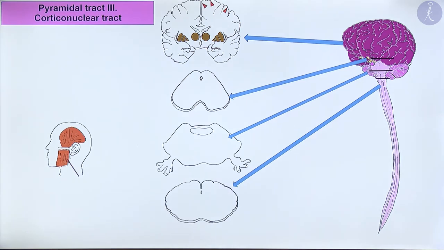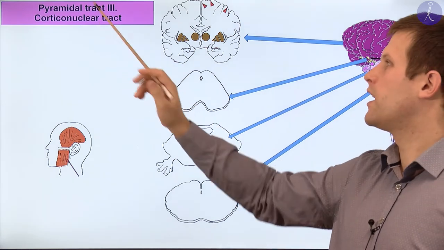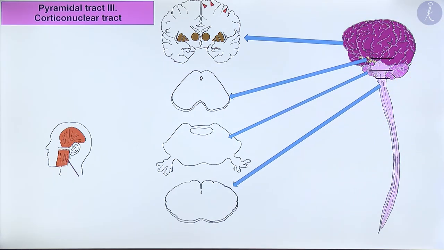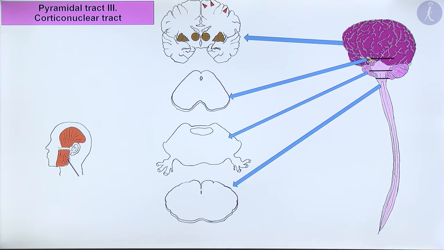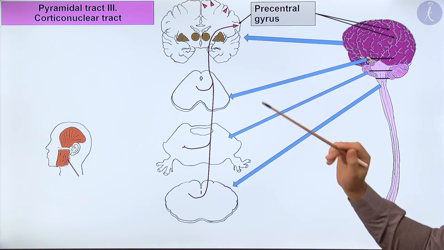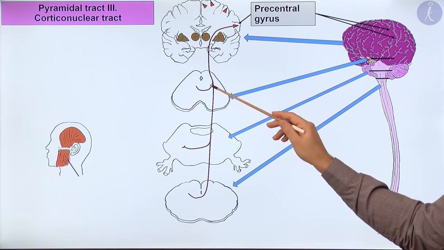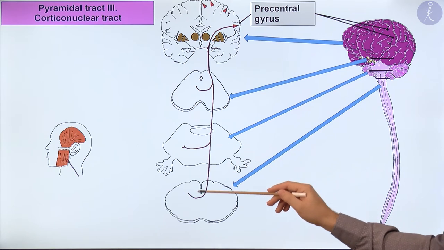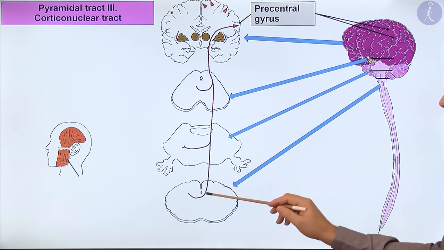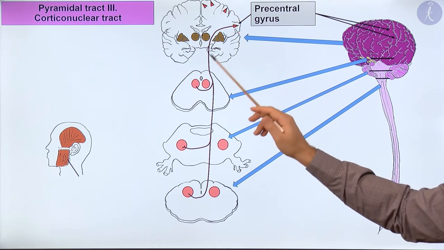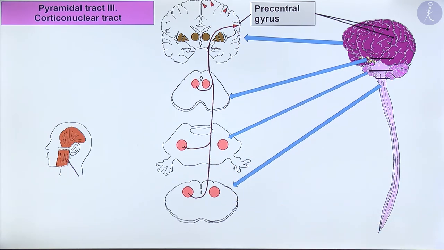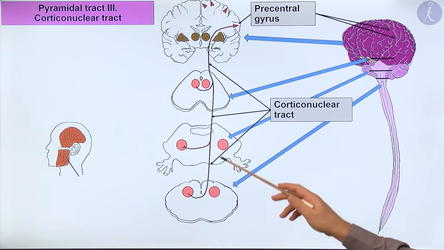Let's see the last pyramidal tract member. This tract is the corticonuclear or corticobulbar tract. Why? The remaining pyramidal tract members that we discussed terminate at spinal cord level. However, this tract starts at the precentral gyrus and descends through the mesencephalon, then via the pons and medulla oblongata, and it does not go deeper than the brainstem. According to its name, these upper motor neurons innervate motor neurons located in the nuclei of the cranial nerves, and this tract is so-called the corticonuclear tract.